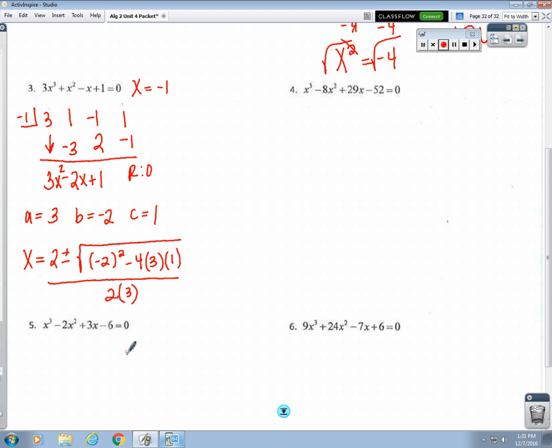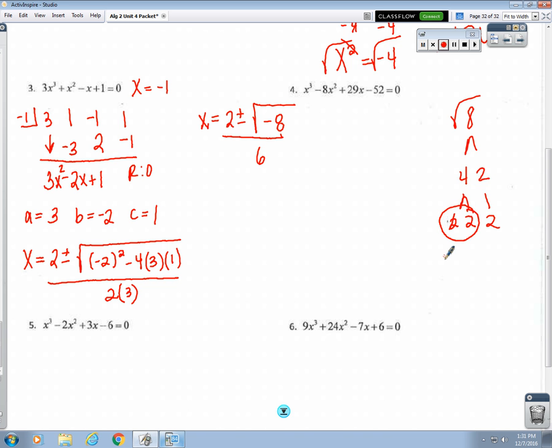Okay, so now we just start simplifying. So x equals 2 plus or minus the square root of what? Type all of that in and tell me what's up under the radical. Negative 8. And then all over 6. Okay, but you won't see that as an answer because 8 can be reduced. 4 times 2, 2 times 2, and then 2. So you circle your pairs, kill one, kick one out, and leave that one inside.